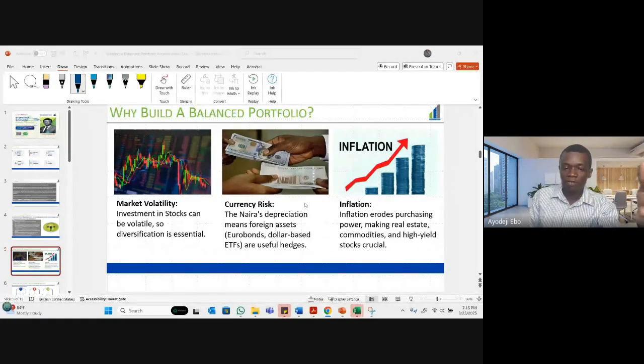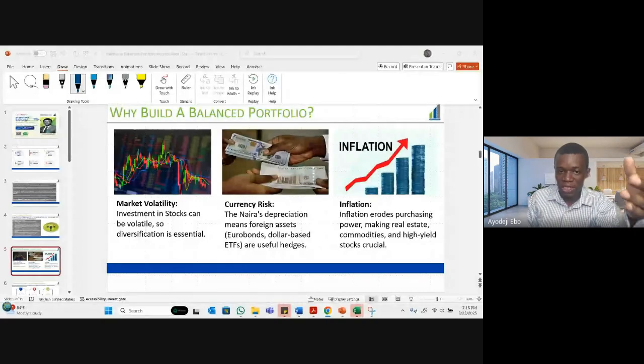You have 10 million and you're putting all the money in stocks. You are putting all the money in fixed income. You are putting all the money in US stocks. Or when you are investing in US stocks, you are just buying one stock. How do you balance that? You need to recognize that there is market volatility.